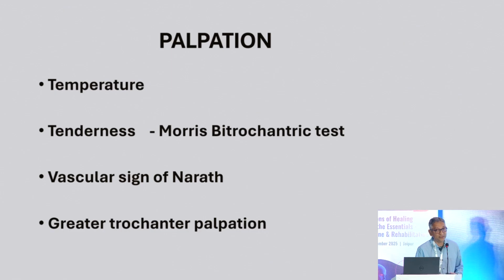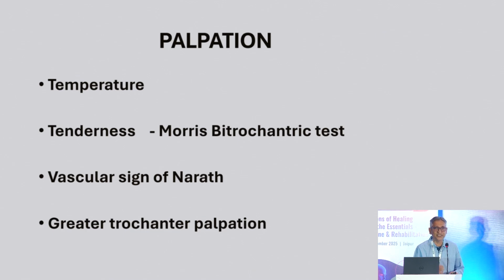Then palpation. First it is better to mark all this. Mark the ASIS, mark the trochanter, PSIS, all you can mark. How to mark an ASIS? For marking the ASIS, you should feel for the pubic tubercle, then go along the inguinal ligament. The first bony thing you meet, that is the ASIS.